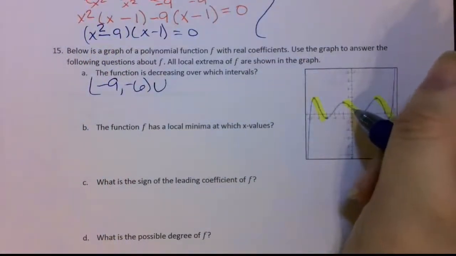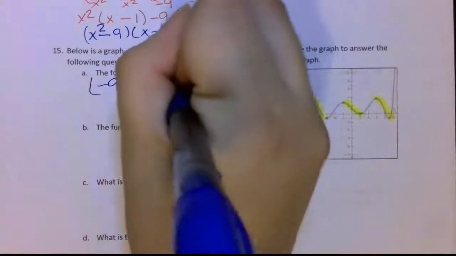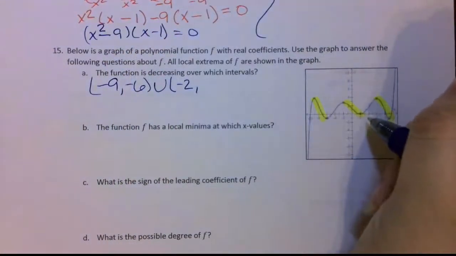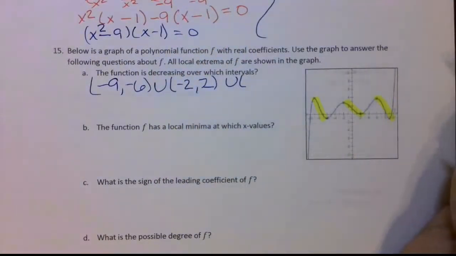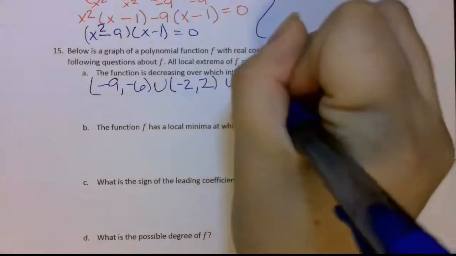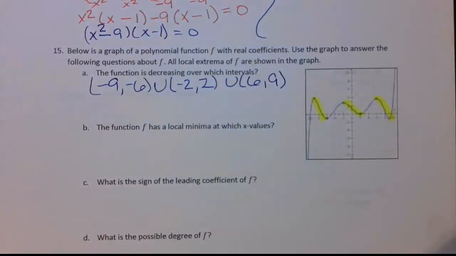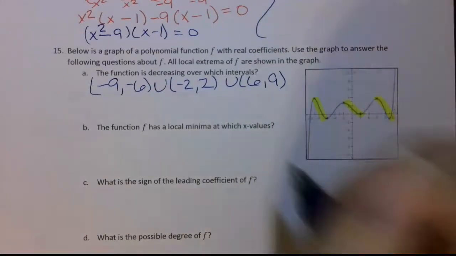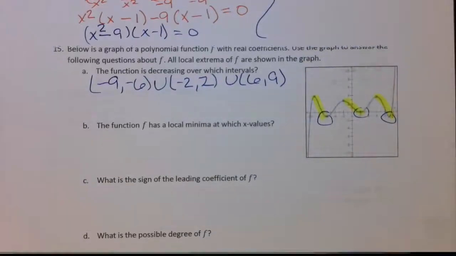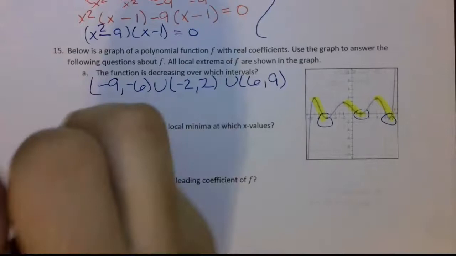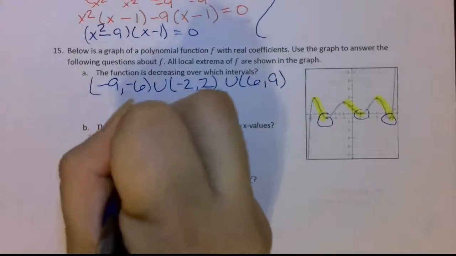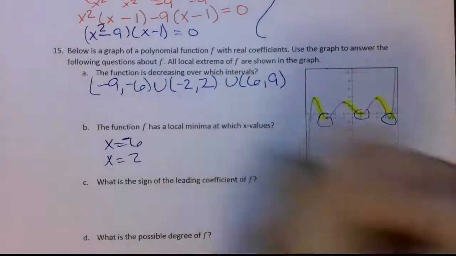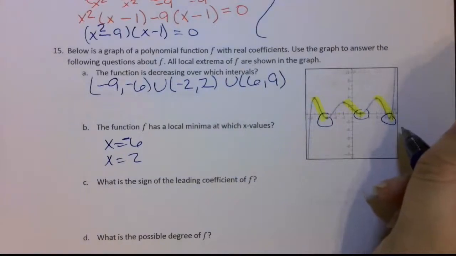Okay, it's going to be unioned with this one, which starts at negative 2 and ends at positive 2. This one starts at 6 and ends at positive 9. The function has local minima at which x values, so these are my low points here. The x values there are x equals 6. This one is x equals 2. Oh, this one was negative 6. And this one is x equals 9.